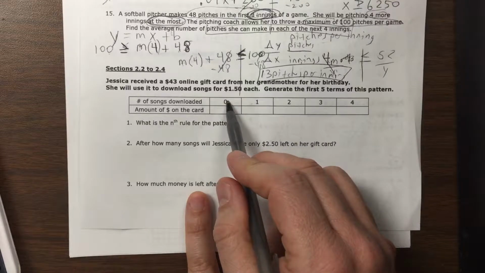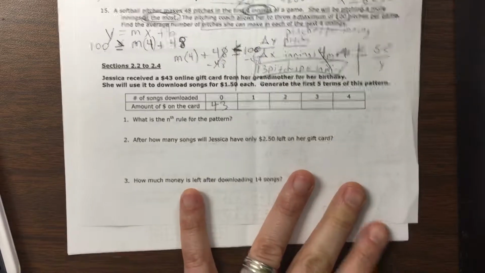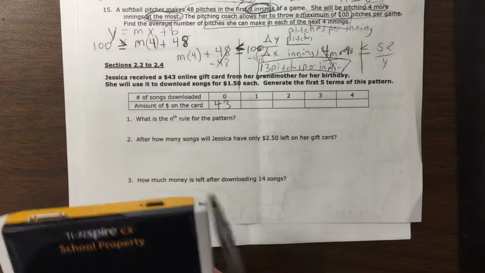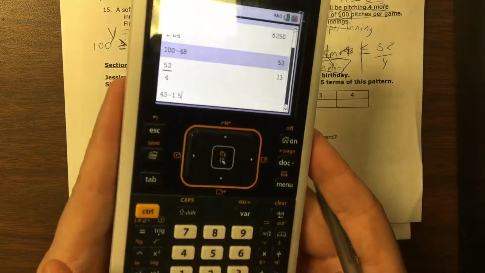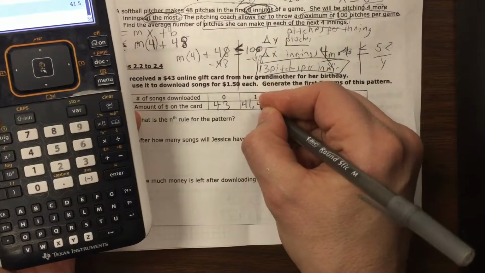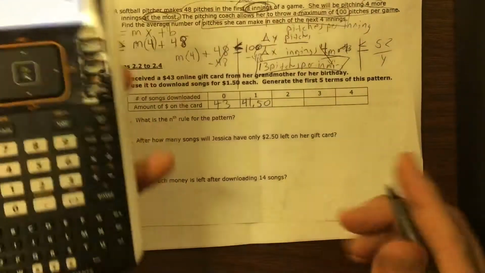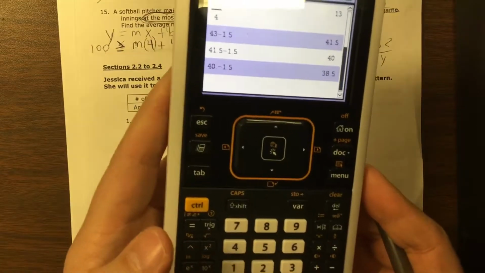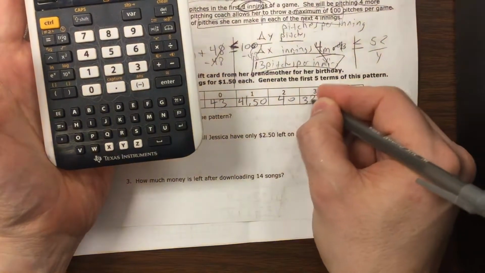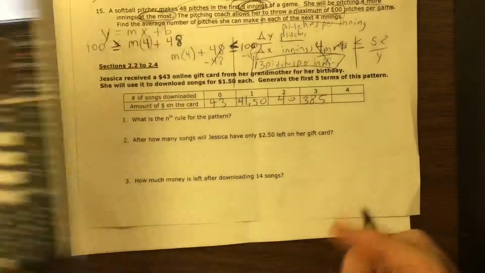Well, if she buys no songs, she still has the full value of the card, which is $43. Okay? If she buys one song, it's going to be 43 minus $1.50. So let's put that in the calculator. We'll have $41.50. If she buys another song, it's going to be minus $1.50 again, which gives us $40. Another song minus $1.50 again, $38.50. And a fourth song, same pattern, we're down to $37.